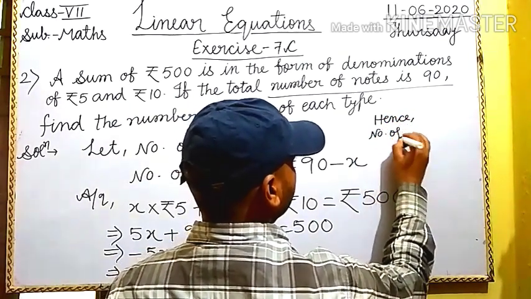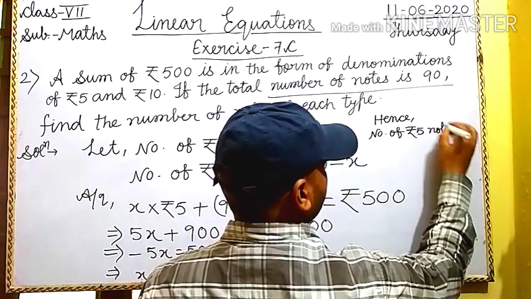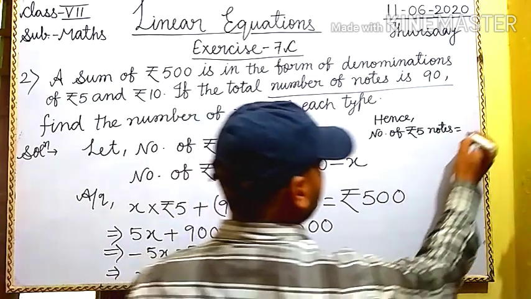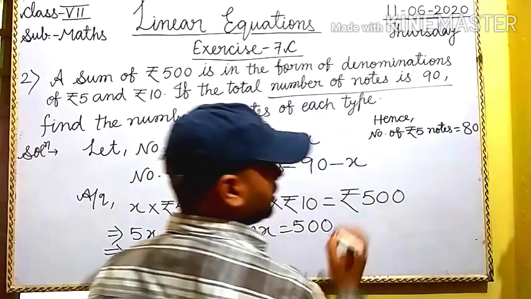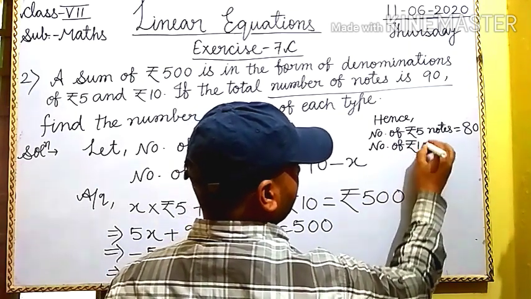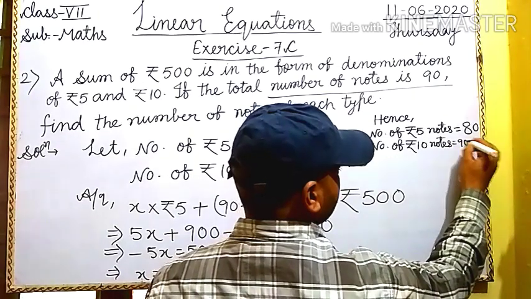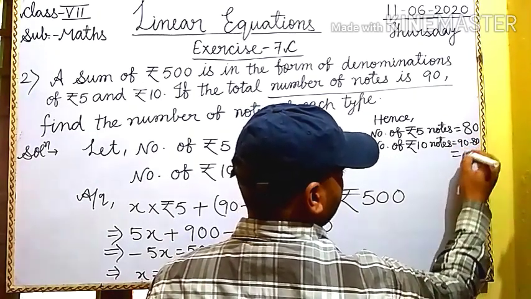Hence, the number of 5 rupees notes is x. So here x is equal to 80. Is it clear? Number of 10 rupees notes is equal to 90 minus x, means 90 minus 80. We get 10.